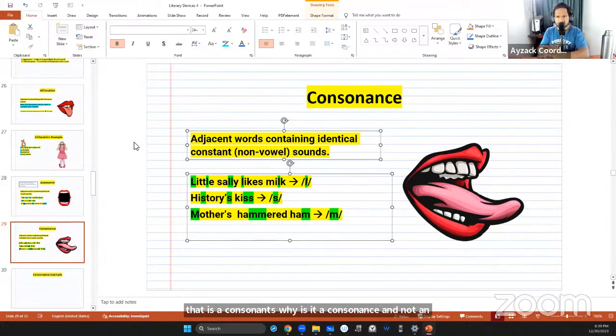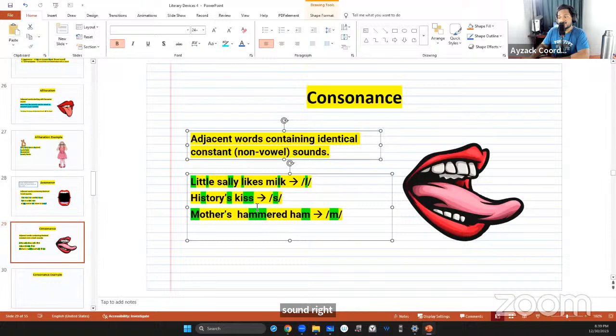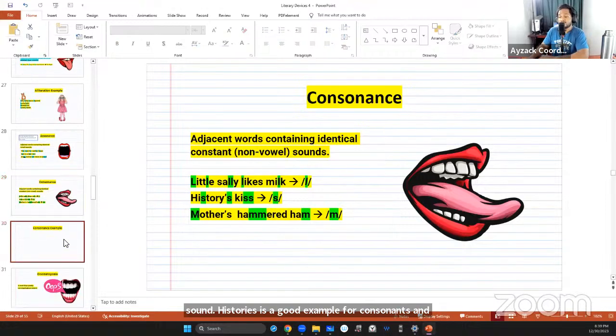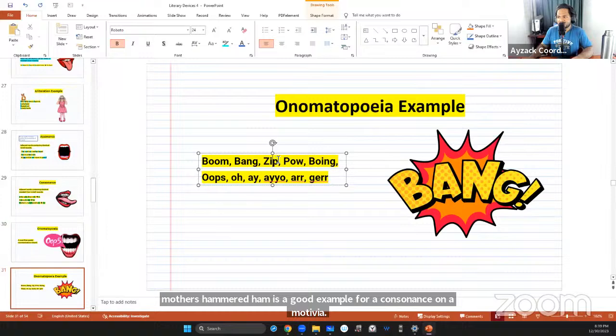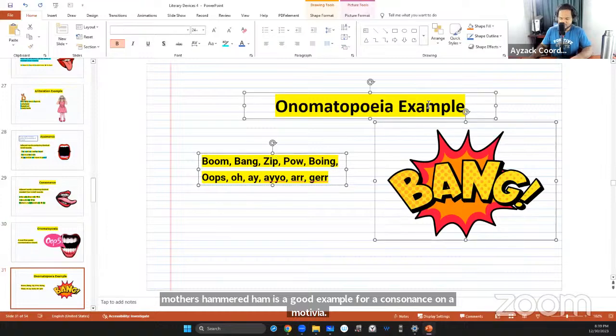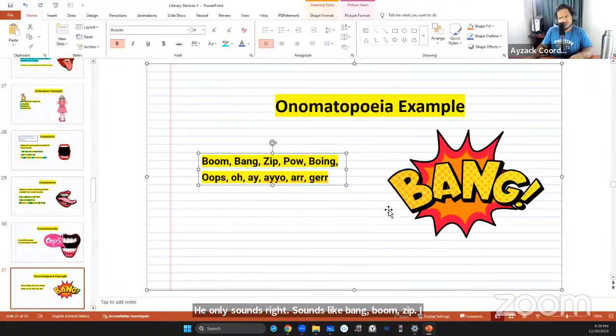It's a consonance because there is no vowel sound, right? Little Sally likes milk. The L sound is a consonant sound. History's kiss is a good example for a consonance, and mother's hammered ham is a good example for a consonance. Onomatopoeia is purely sounds, right? Sounds like bang, boom, zip, ayo. These are all good examples for onomatopoeia.